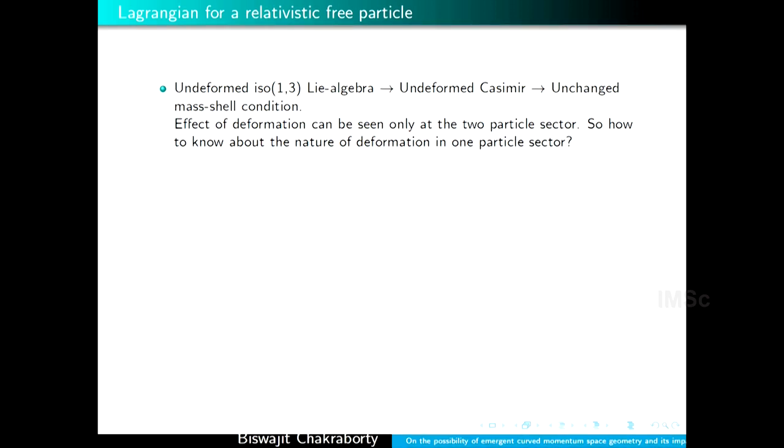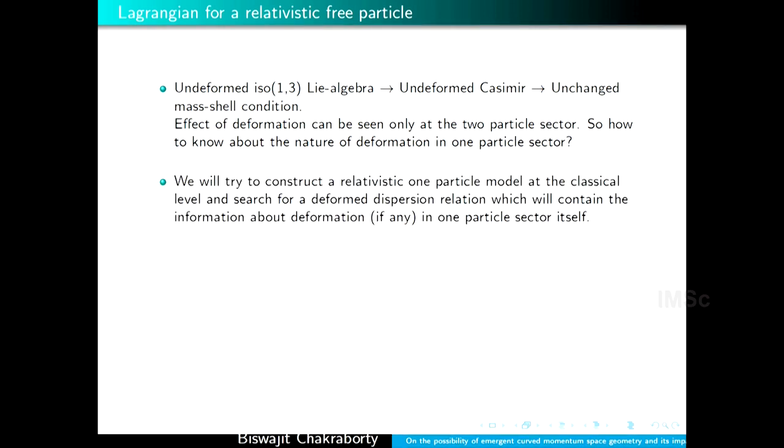If you touch the Poincare algebra, if the P mu algebra is not the usual one, then you are in a bit of a difficult situation, because you don't know the Casimir, you don't know how the particle classification à la Wigner will go through. So here you are sure that these things are not touched and they go through as usual. So we want to look for any deformation in the one particle system that I have already mentioned. We'll try to construct a relativistic one particle model at the classical level.